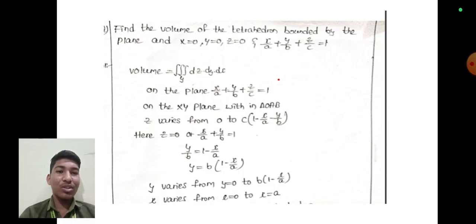Here z equal to 0 gives x by a plus y by b equal to 1. Taking x by a to the right-hand side, y by b equal to 1 minus x by a, so y equal to b into 1 minus x by a. Y varies from 0 to b into 1 minus x by a. X varies from x equal to 0 to x equal to a.